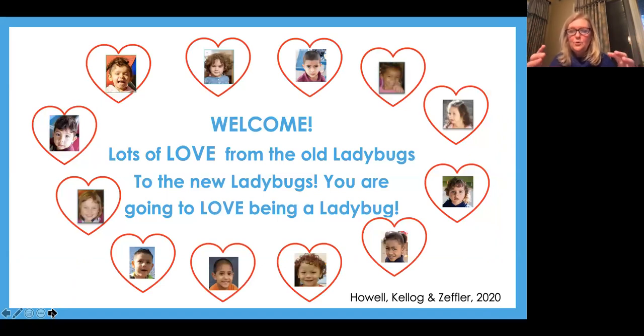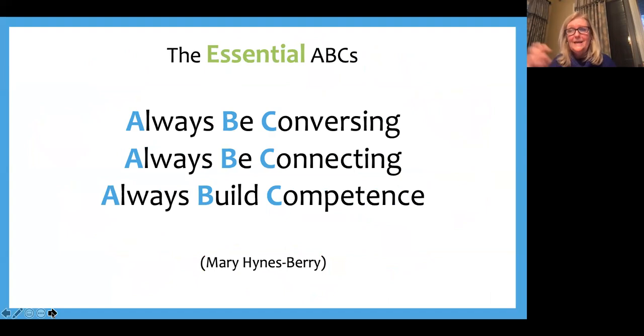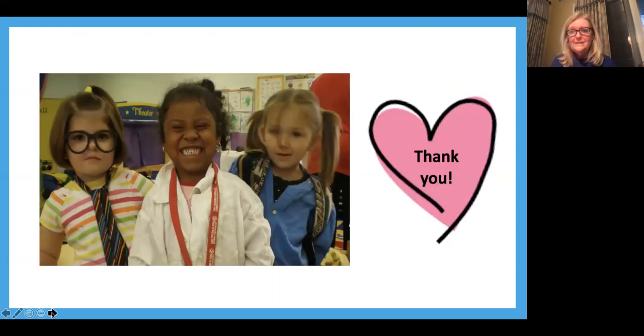This was from a classroom who at the end of the year, they wanted to leave little notes. It was called the Ladybug Classroom for the new children who would be coming into that classroom. So they did this on the board, but then they hid little notes around the room, little welcome notes and things that were special about getting to be a ladybug in the room, and they hid them around the room. What a great example of linking social emotional literacy. So essential ABCs, if we're always conversing, we're always connecting, and we're always building competence, we're automatically linking those important social, emotional, and literacy skills.